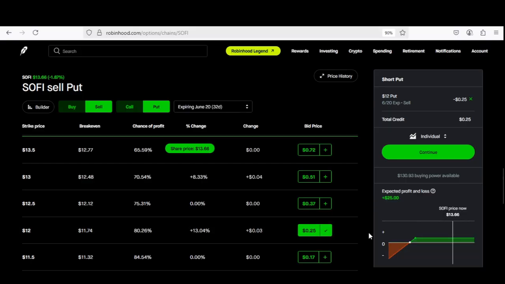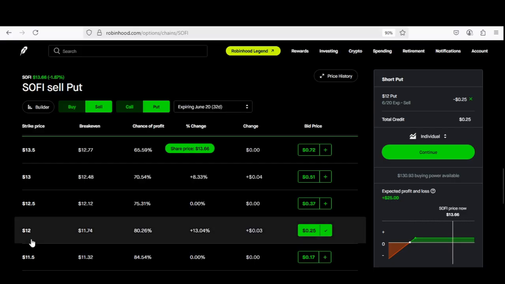So this first leg of the wheel option strategy is known as the cash secured put. The cash secured put is an excellent option strategy if you're a beginner to options trading, and it's also a good option strategy if you're trying to make consistent income. Now, here's the question. Why did I go ahead and choose the $12 strike price?